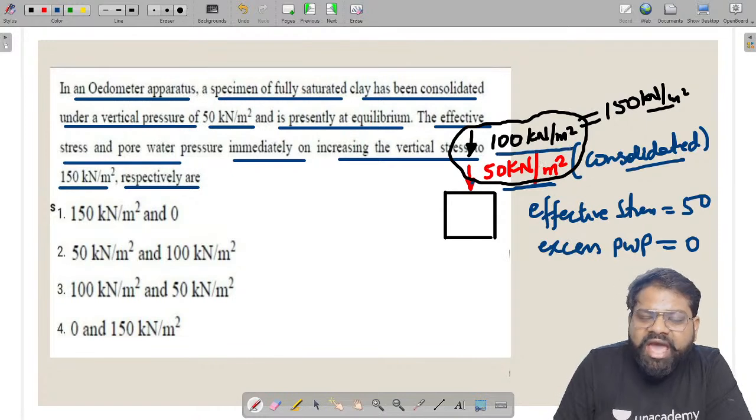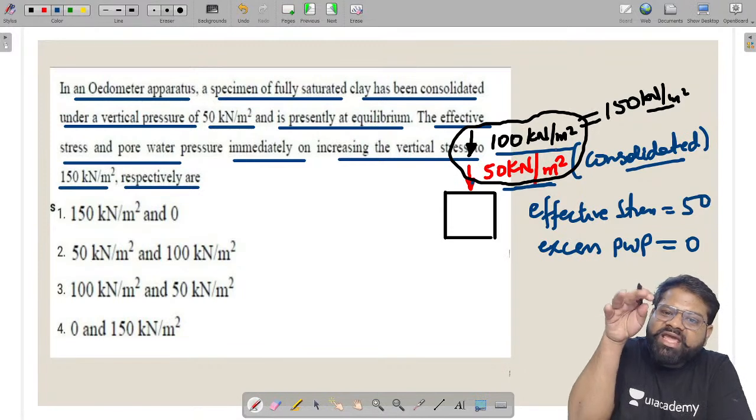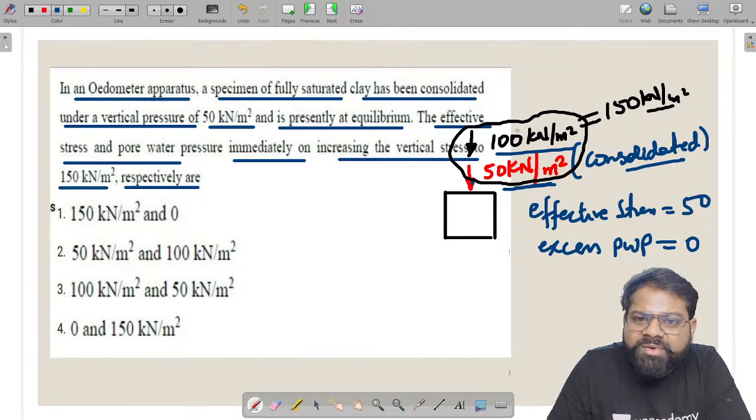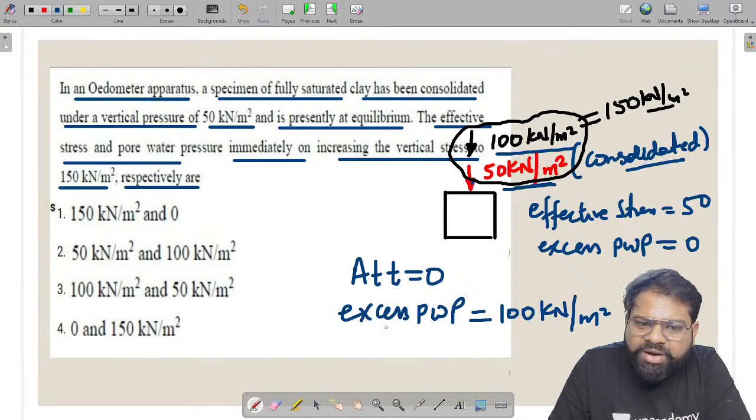As you know, as you applied the load, all of the load will be taken by the water, and the excess pore water pressure will develop at t equal to 0. At t equal to 0, if I talk about the excess pore water pressure, all of the load was taken by the water, so the excess pore water pressure was 100 kilonewton per meter square.